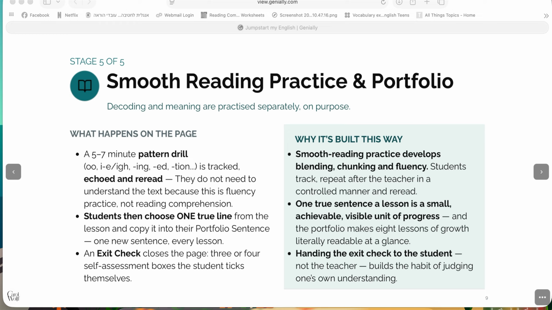Take note, they do not need to understand the text at all. This is not reading comprehension, and we do not teach vocabulary from these passages at all. The aim is blending, chunking, and smoother reading. Students then record one true sentence from the lesson into their portfolio, and this happens across the 8 lessons we're going to do.